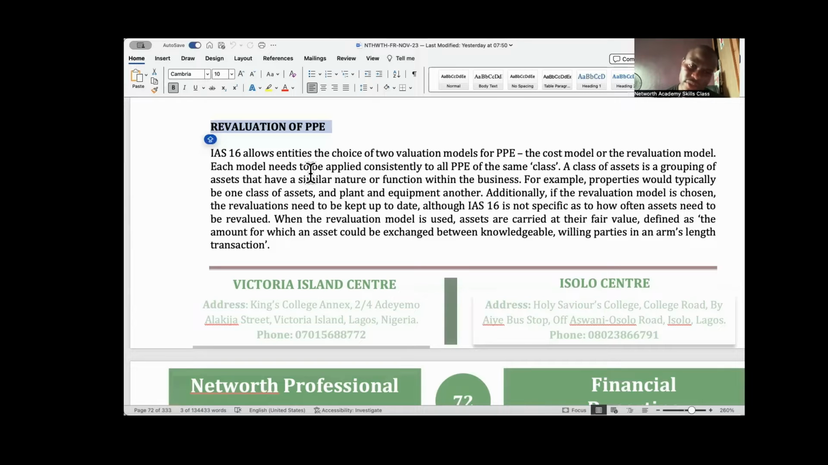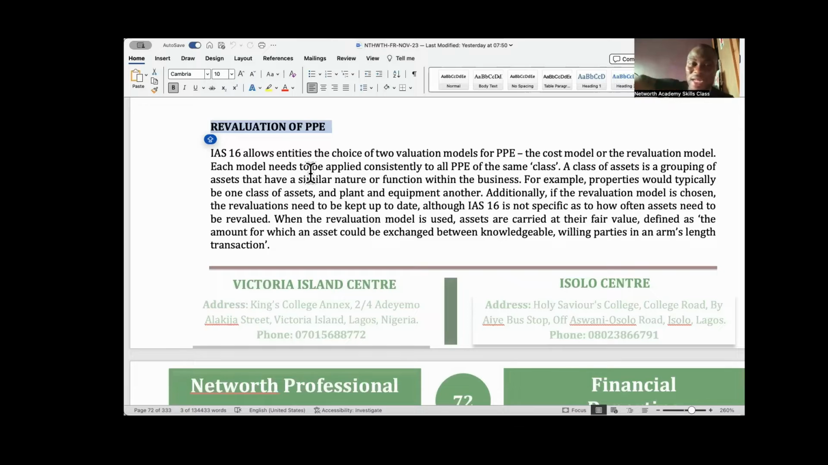And when you are revaluing, you are supposed to do this revaluation on a class-by-class basis. I think I explained that last week. Even the choice of this model is on a class-by-class basis, meaning that if you have five motor vehicles now, if you revalue one of them, that means you have to revalue all your motor vehicles. So you don't revalue a singular asset, it's on a class-by-class basis.